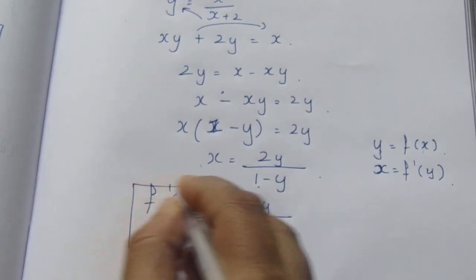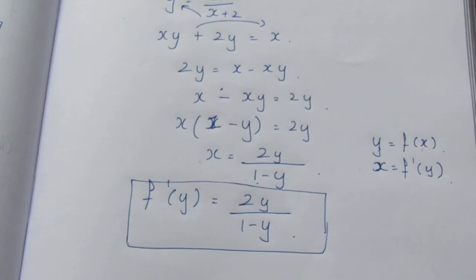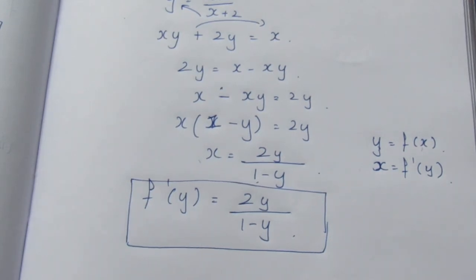So they have asked us to find the inverse. We have found the inverse to be 2y by 1 minus y. This is your inverse of the given sum. That's all with the sum.